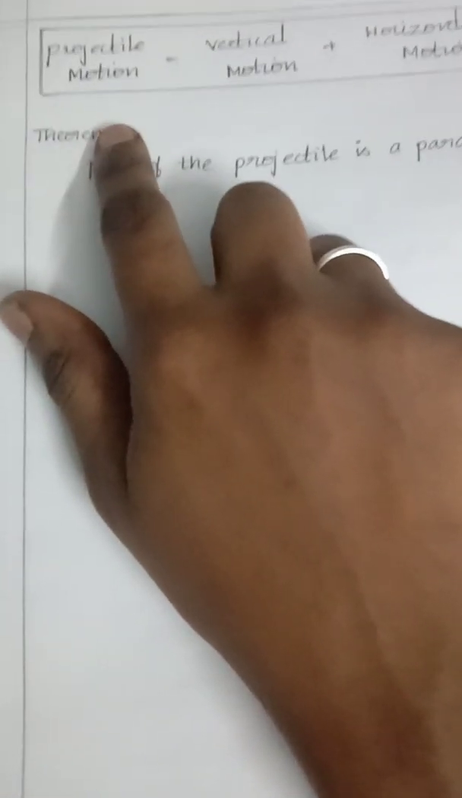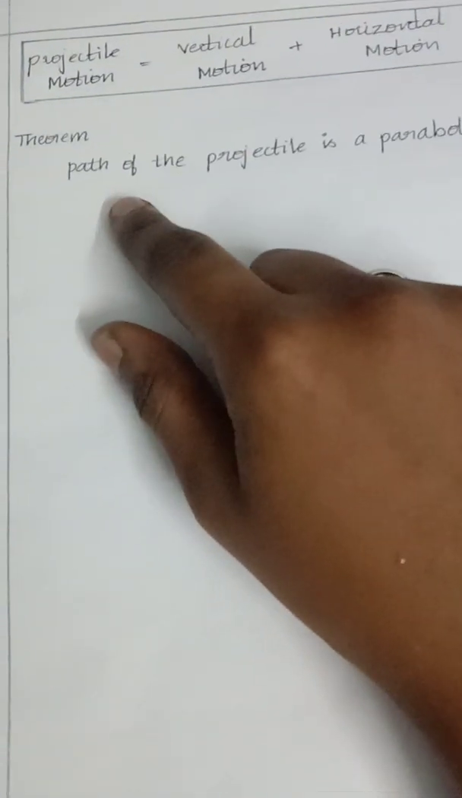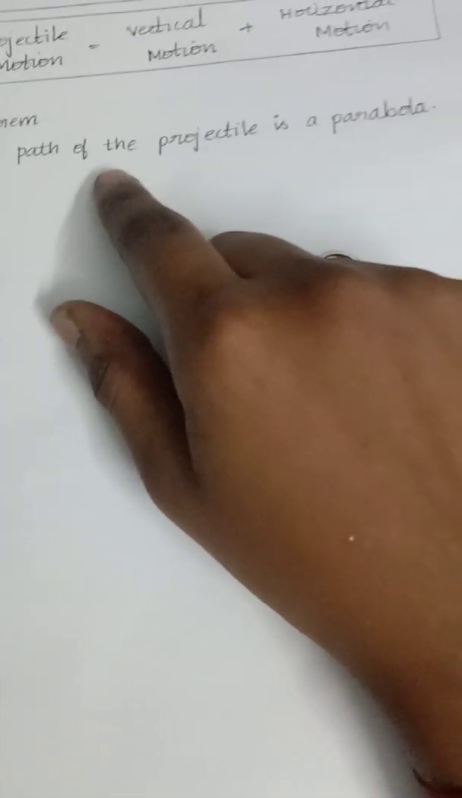And one more formula we have: projectile motion is equal to the vertical motion plus the horizontal motion. This is the projectile motion. And we have one theorem, that the path of the projectile is a parabola. We have to prove that the path of the projectile is a parabola, so we will see this in the next video.